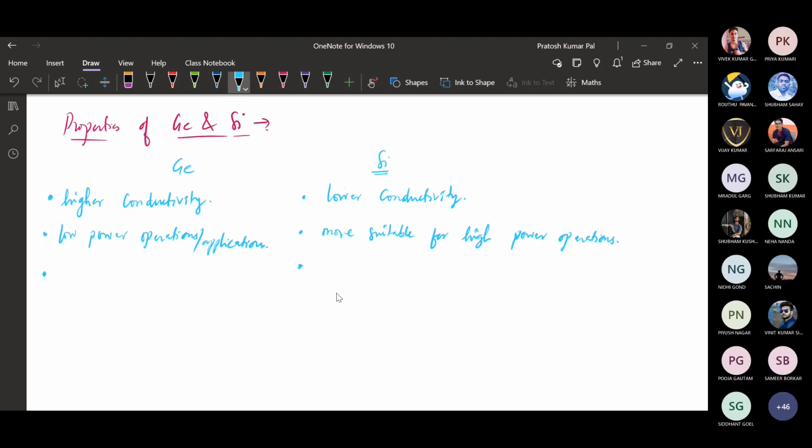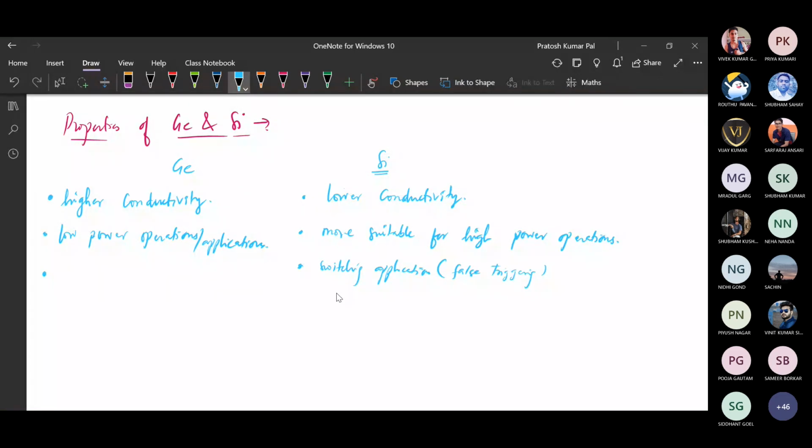Silicon is slow, but it can be used for switching applications. But there are some disadvantages also. Some false triggering is also obtained.